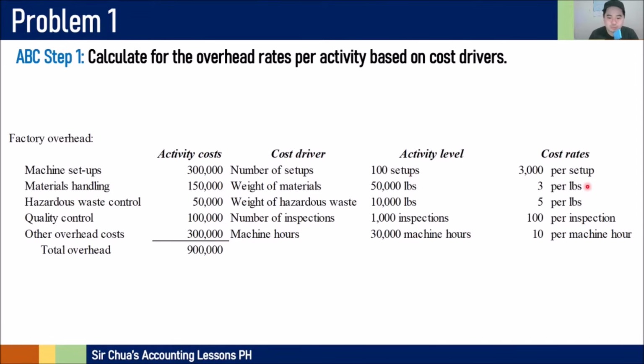Ganon din sa hazardous waste control. 50,000 divided by 10,000, 5 pesos per pound. Quality control, 100,000 daw lahat, naka 1,000 inspections, 100 pesos per inspection. And then other overhead costs, 300,000, 30,000 machine hours. So, kada machine hour, 10 pesos per machine hour. Parang predetermined overhead rate din naman talaga. It's just that, dahil activity-based costing, by activities done because we want to be more precise because it is based on activity. Kaya tinawag na activity-based costing.